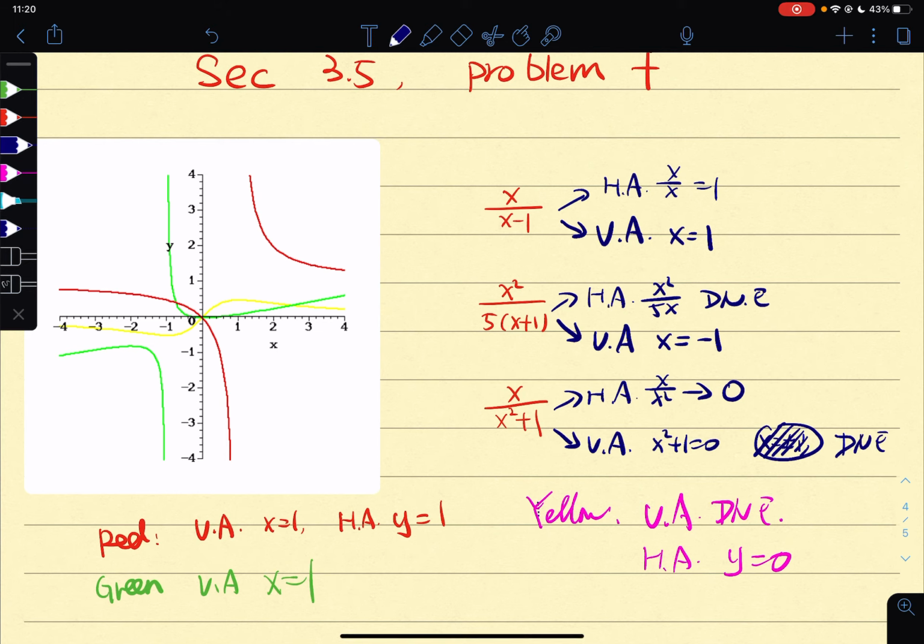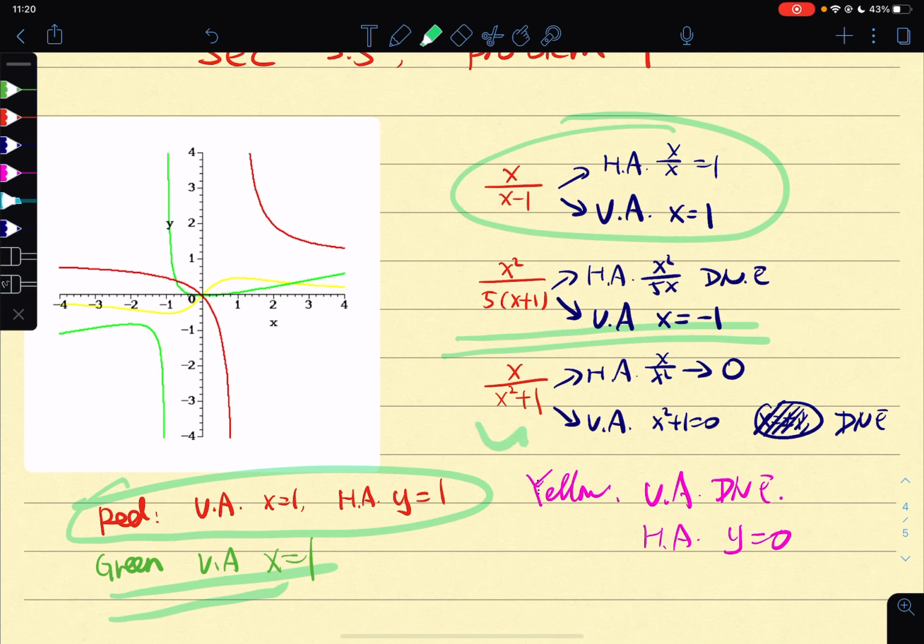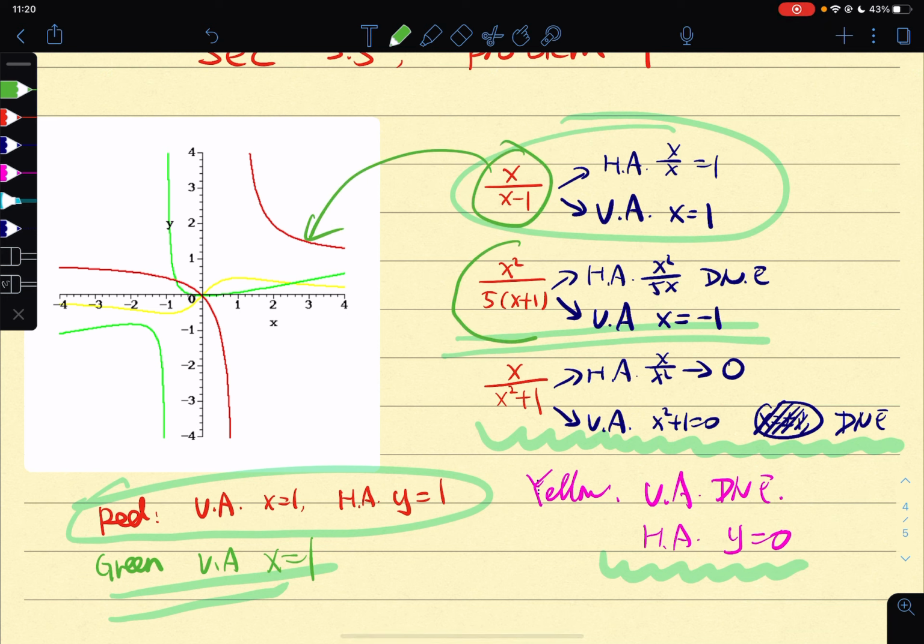So by matching the structure we have on the left and right, this is 1 and 1, this is 1 and 1, this is does not exist and negative 1, this is does not exist and negative 1. And this one is 0 horizontal asymptote, no vertical asymptote. And therefore the connection, this is the red one, this is the green one, and this is the yellow one. Okay, I hope this gives you some idea how to find the match.